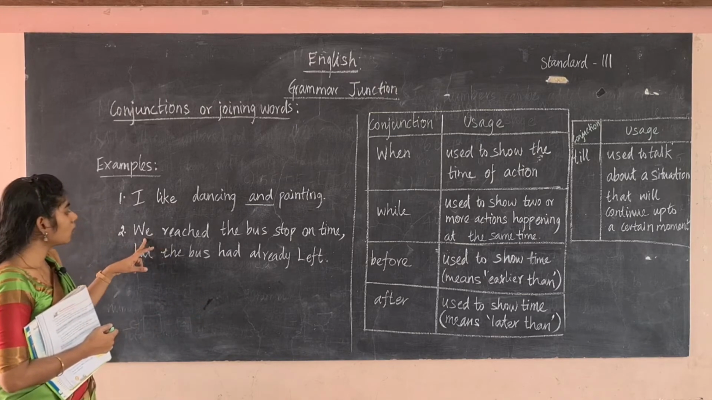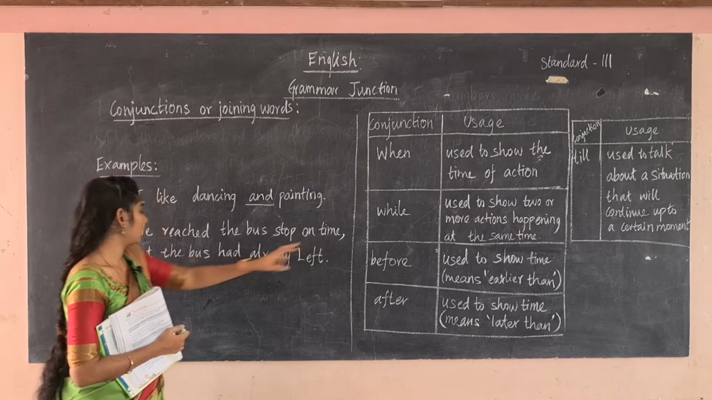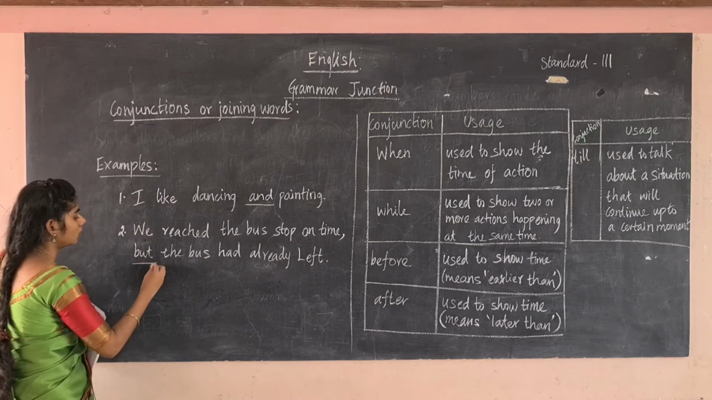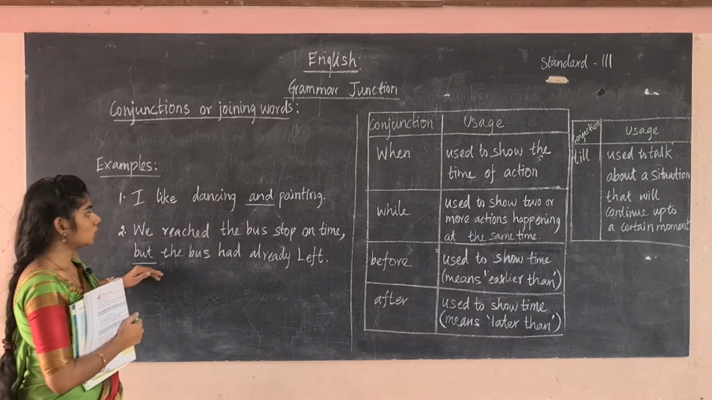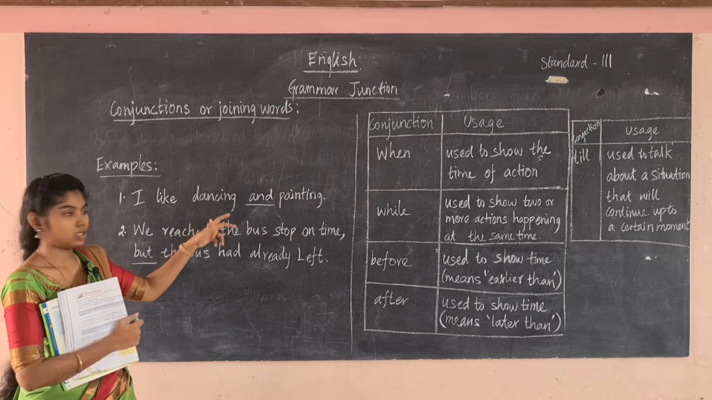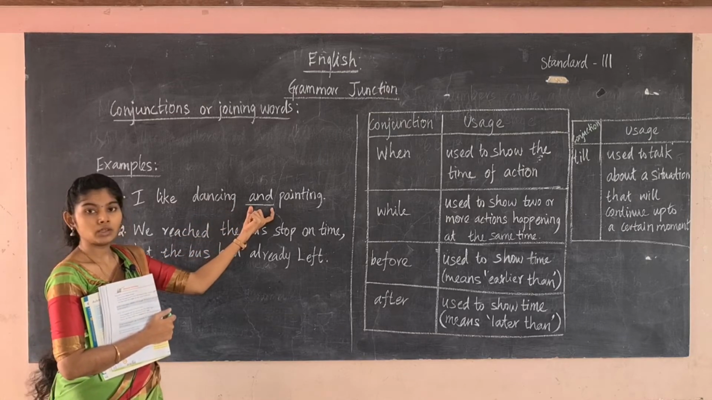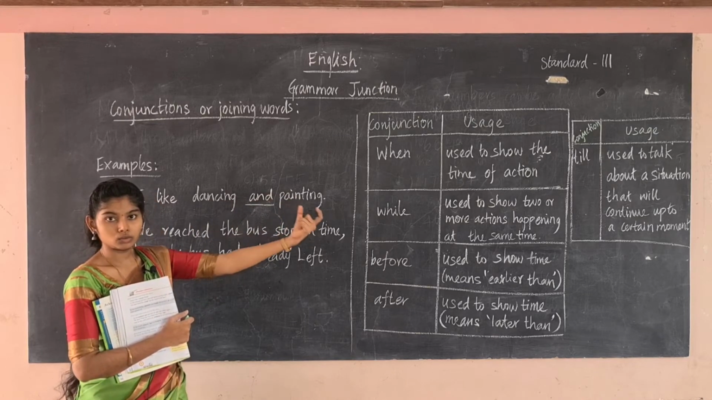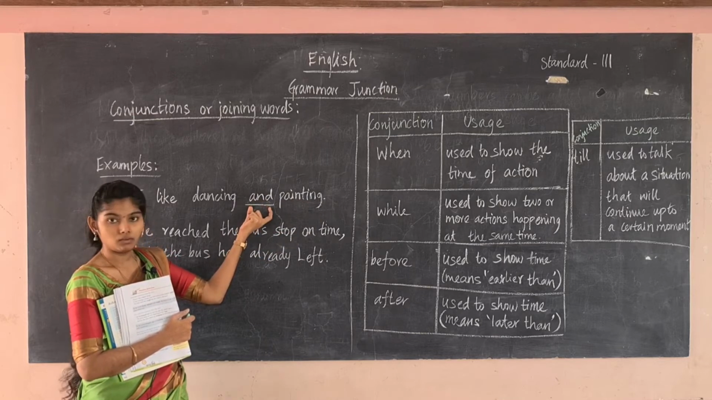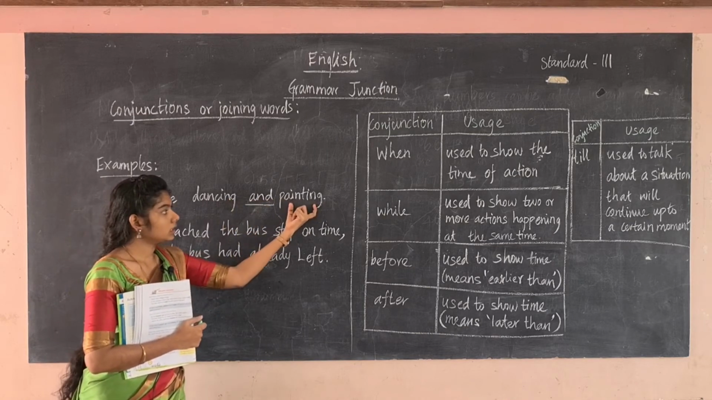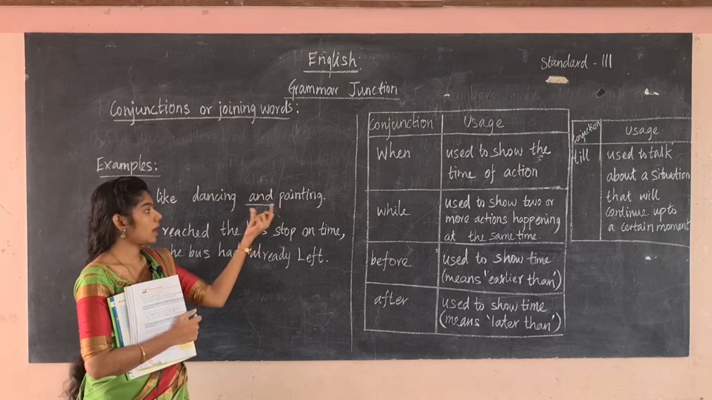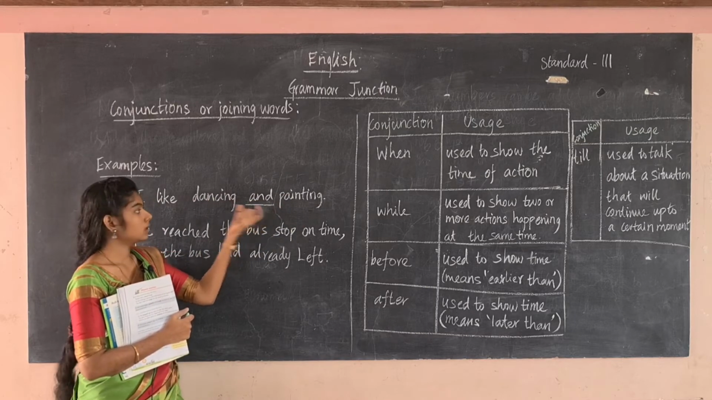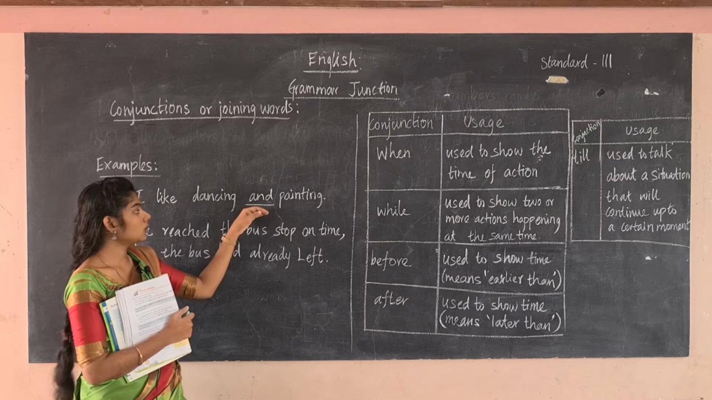And the next one: we reached the bus stop on time, but the bus had already left. So here the conjunction word is but. How do we get this as a conjunction? By joining words or joining sentences. Here we used and. For what? Here there is dancing and here painting. Both things are given, and I like both of them, so you have to use and in between these two words. So this is the conjunction word that you are using here.